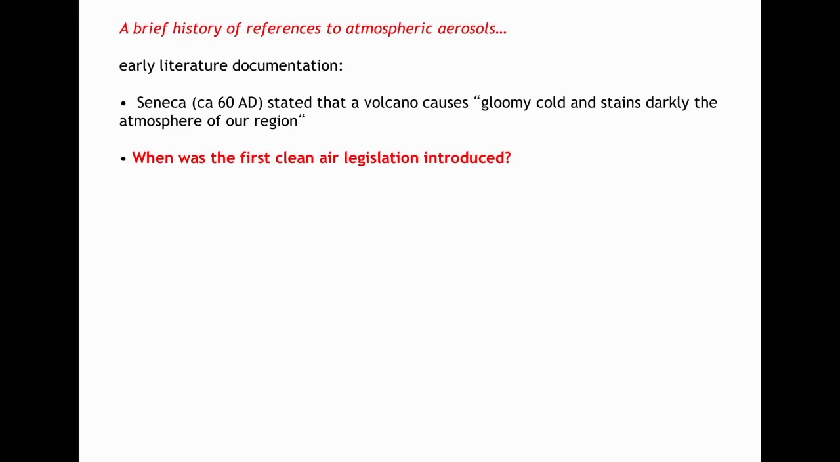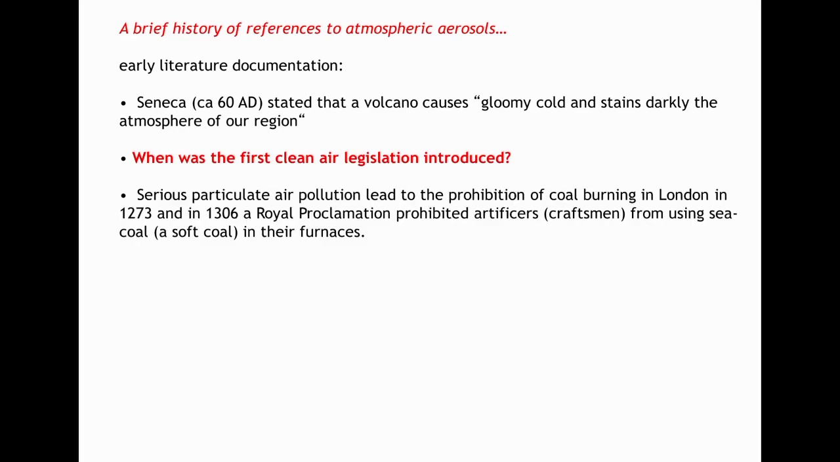So, does anyone know when the first clean air legislation took place? 1273. Okay, so the earliest legislation was a royal proclamation in the UK to stop coal burning in London. Did it work? No, because in 1950 we had the London smogs. So they'd already given legislation 700 years before, because they noted that air pollution was caused by coal burning in London. And this legislation was aimed at light industry. So this was the first industrial regulation in the world for air pollution, because it was causing problems to the population.